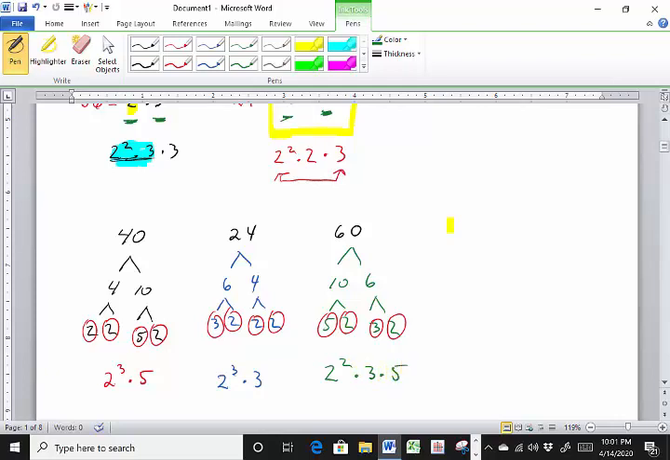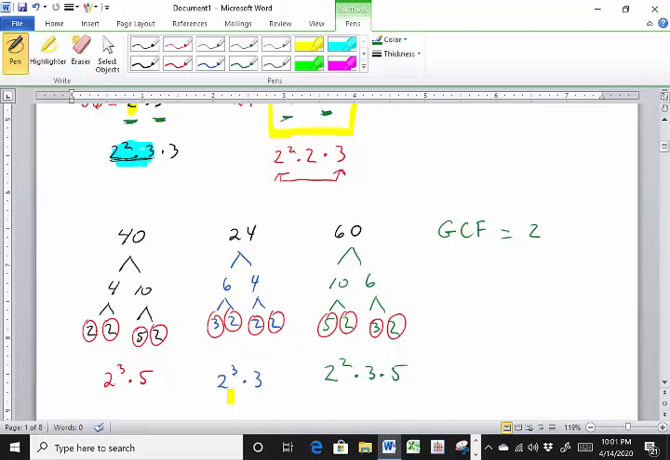5. So the GCF, okay, what did I say to do? Write down all of the numbers that are common in each one of these exponential notations. You do see a 2 in every one, so I put down 2. Do I see a 5 in every one? No, because 5 is not in 24, so I don't even list it. Do I see a 3 in each one of these exponential notations? No, it's not in the 40.